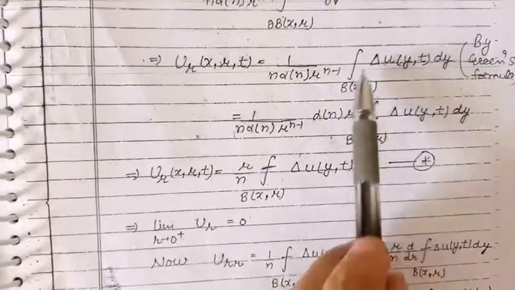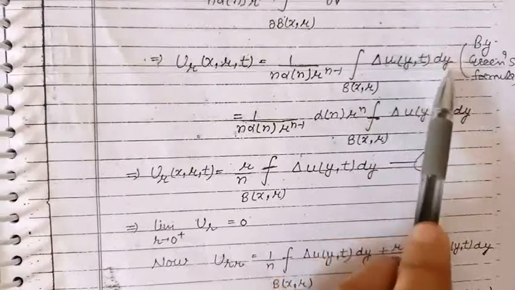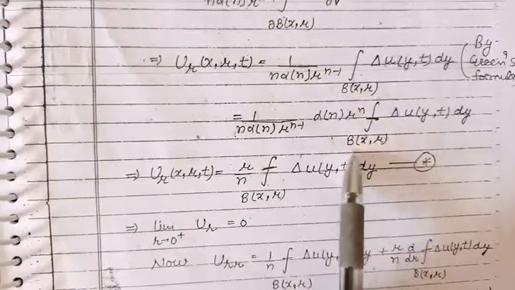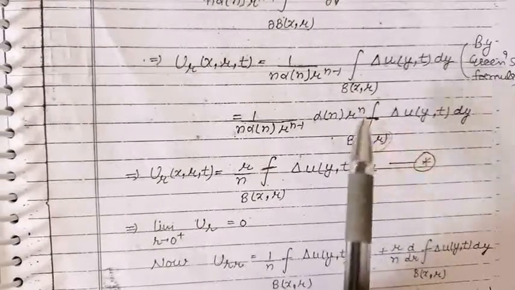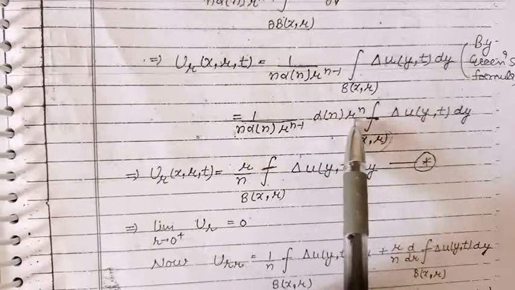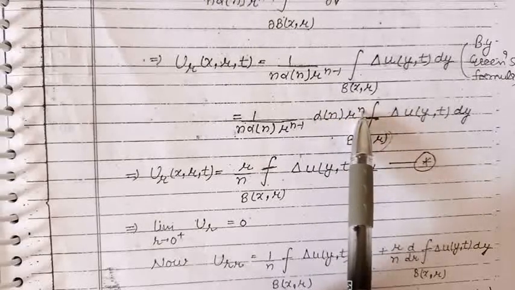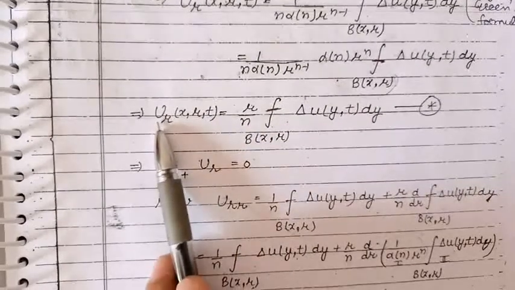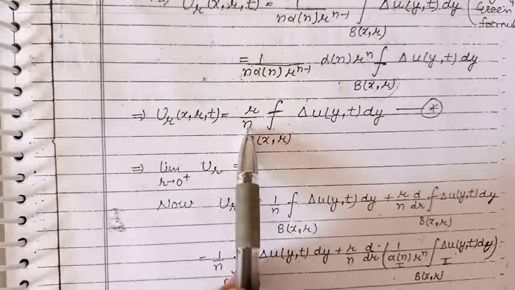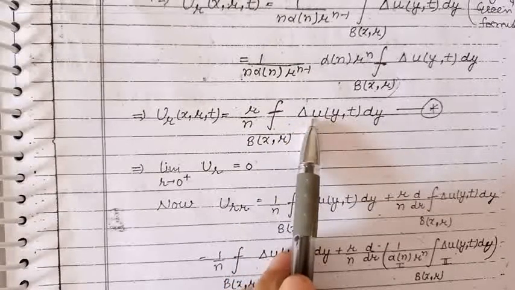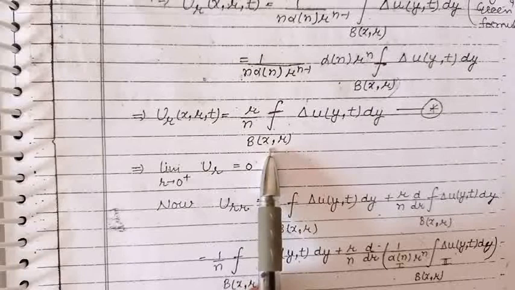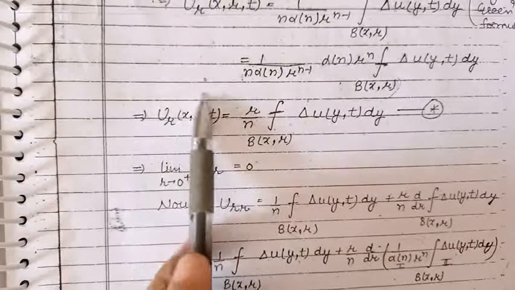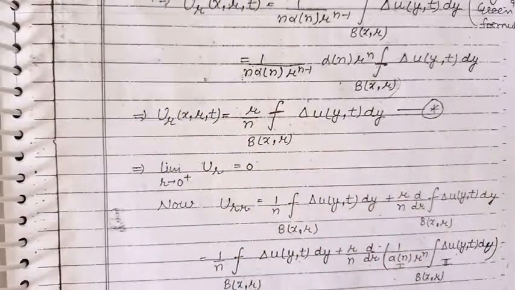Now let us again convert this integral into an average integral by multiplying with the volume of this ball. The volume of this ball is given by alpha n into radius raised to the power n. Alpha n is cancelled out, so we are left with ∂u/∂r equal to r by n into the average of Laplacian of u over the ball with center x, radius r. And as r approaches 0, the limit of this function will be 0.